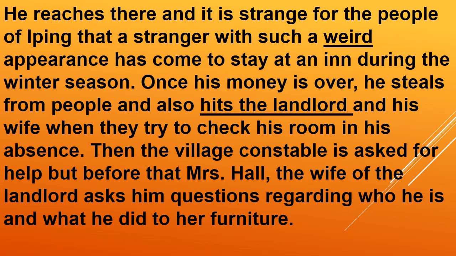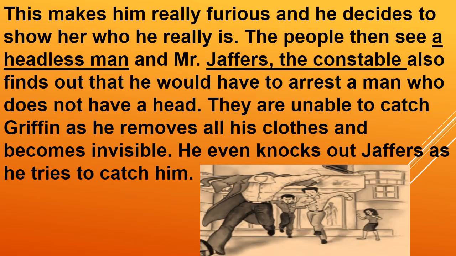But before that, Mrs. Hall, the wife of the landlord, asks him questions regarding who he is and what he did to her furniture. This makes him really furious. He got very angry and he decides to show her who he really is. The people then see a headless man, and Mr. Jeffers, the constable, also finds out that he would have to arrest a man who doesn't have a head.